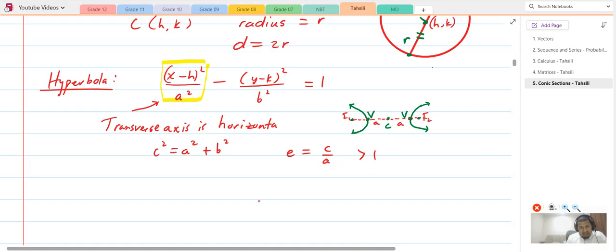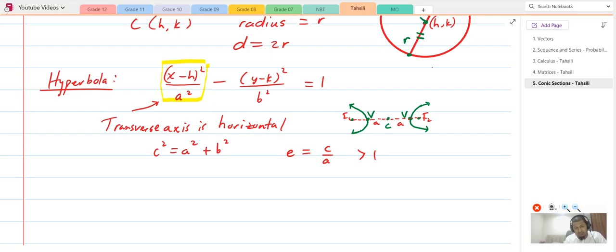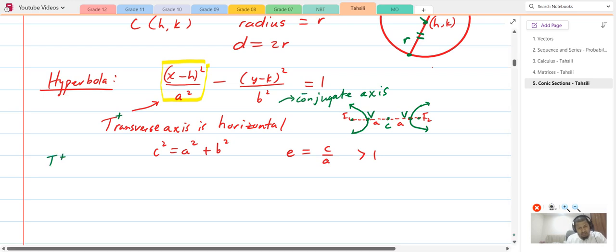Now similarly, the transverse axis is horizontal, right? So what's this axis here? This axis is the conjugate axis. The conjugate axis is vertical. The conjugate axis is usually negative. The transverse axis is always positive. So transverse positive, conjugate axis negative. T positive, C negative.